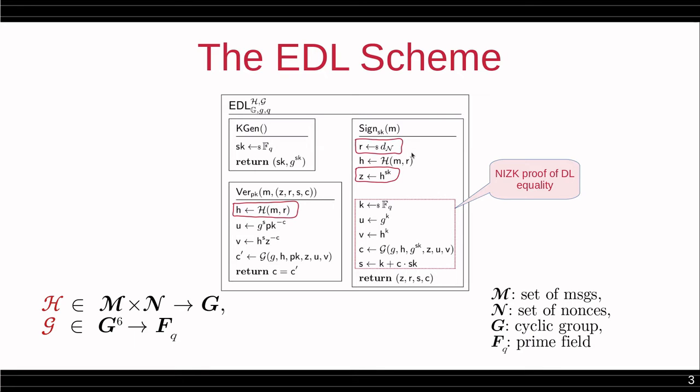In signing, to sign a message M, the signer hashes the message M with a random R sampled here before, to obtain H and computes Z equal to H to the secret key. In the dashed box here, it produces a non-interactive zero-knowledge proof of discrete logarithm equality with a basis of a message-dependent hash, generator, and discrete logarithm. In verification, it just recomputes the message-dependent hash and verifies the non-interactive zero-knowledge proof.